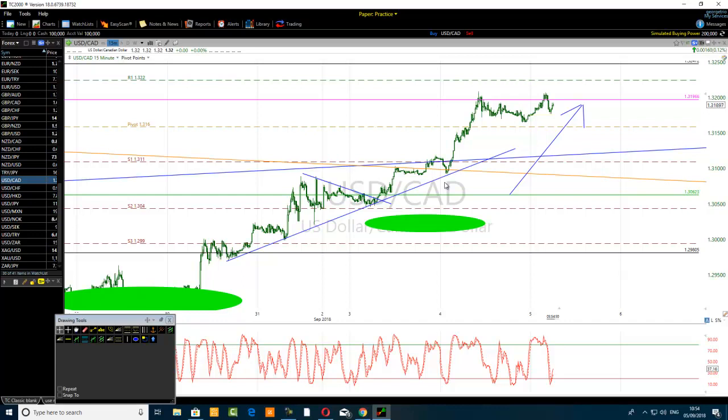So the question that the trader is asking is, are the pivot points telling us the same thing as the normal support and resistance levels? Yes.